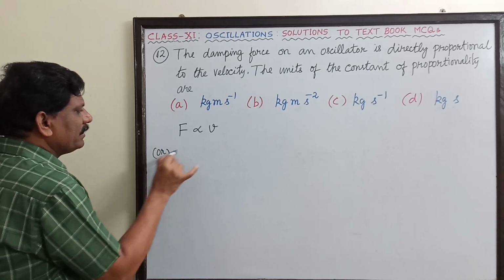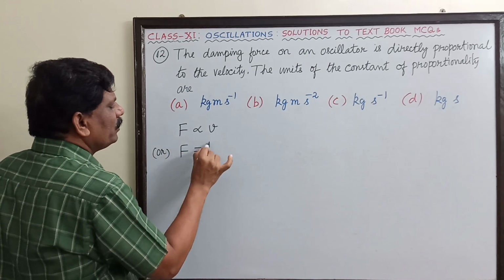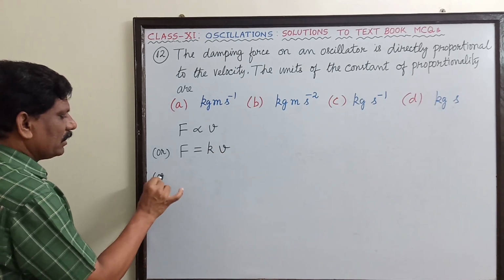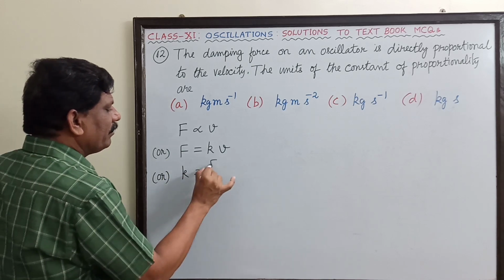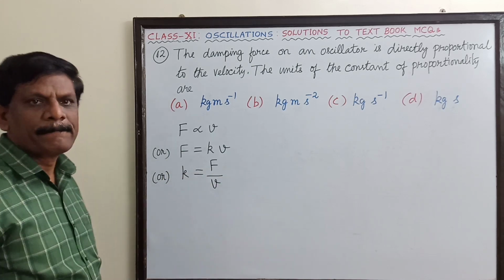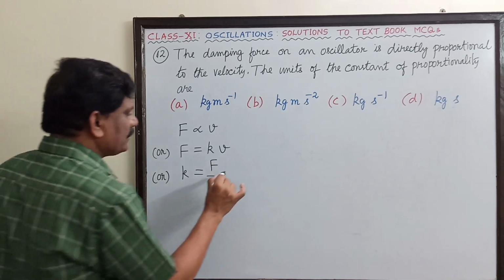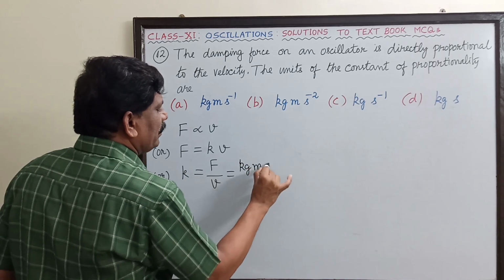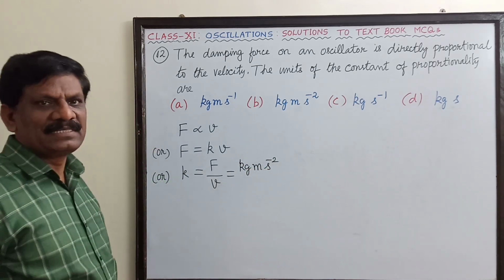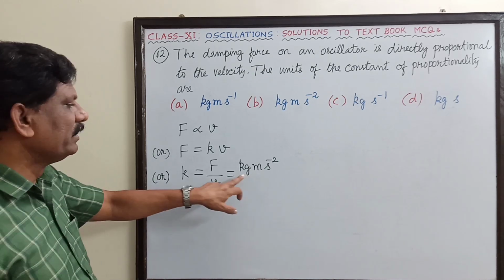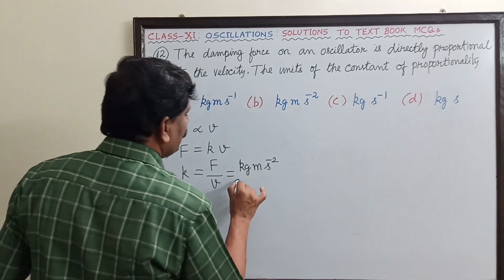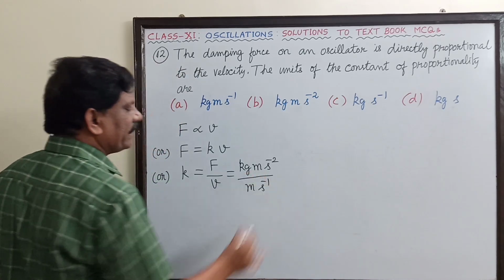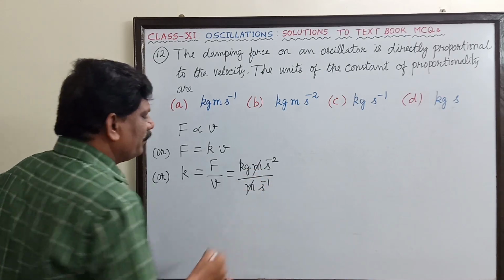Or I can rewrite this as F is equal to a constant K into V, or the constant K is now equal to F divided by the velocity V. So the unit of force is what? Kilogram into meter per second square. Force is mass into acceleration, the dimensions, okay? So the unit is kilogram meter per second square divided by velocity, which is meters per second. So this meter and meter can be cancelled.